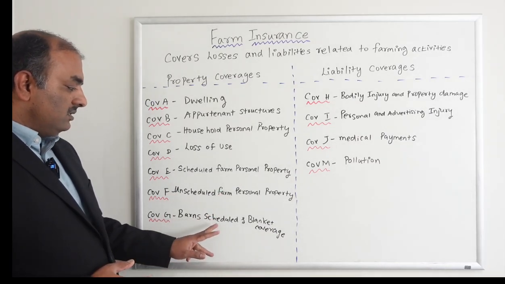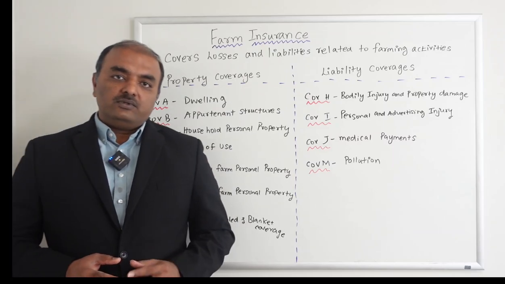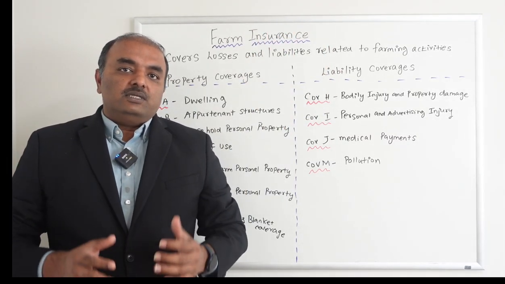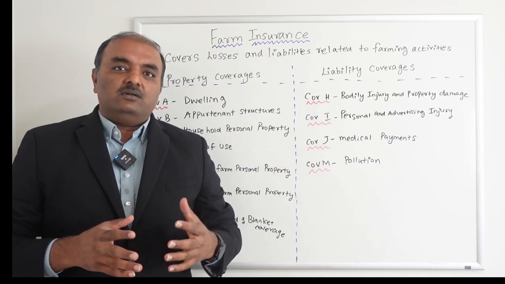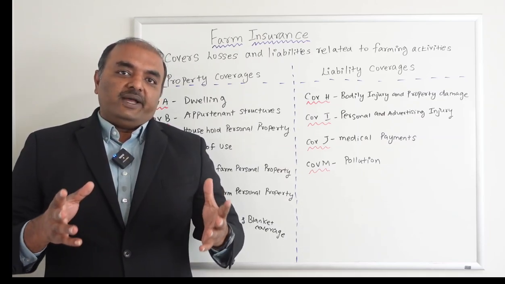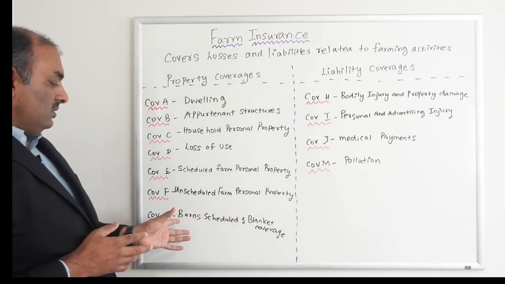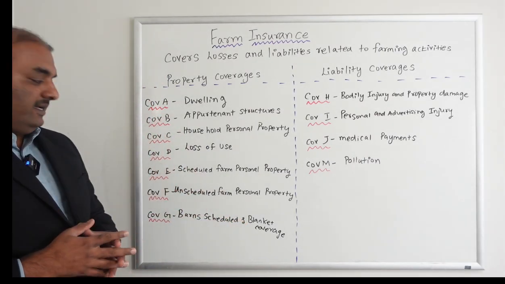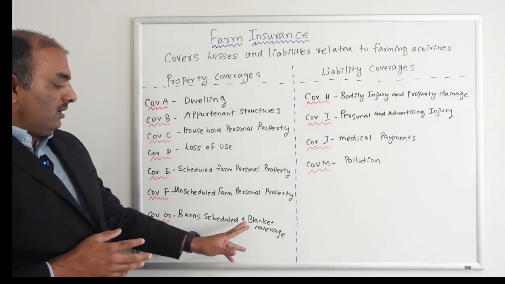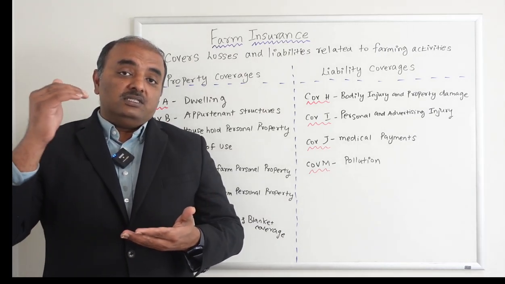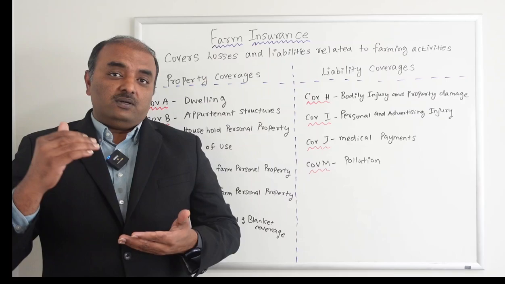Next, barns, scheduled and blanket. Most of you know that if you see the farms, there will be big barns, which are high buildings. People generally use them for storing their animals or some of their major farm activities, which have unique exposure. So you need this coverage to cover your barns, which are bigger in size. Again, there can be scheduled or blanket, because for scheduled you have to schedule each and every barn. If you have 5 barns, you have to schedule each of them.